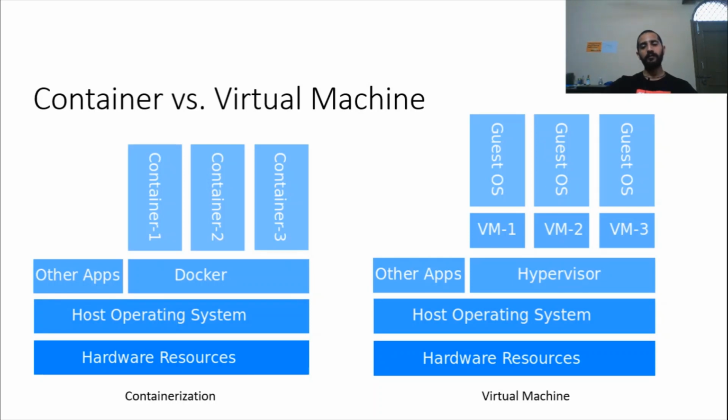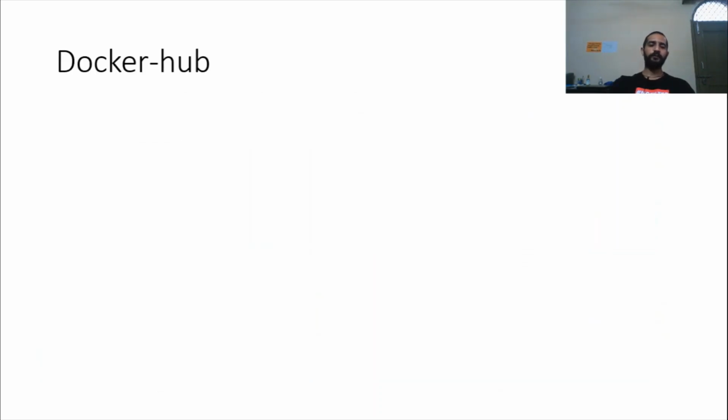When we come to the virtual machine, here we can see on the base we have hardware resources, and on them we have the host operating system installed. On that we have a hypervisor installed, and on the hypervisor we have made several virtual machines, and on those virtual machines we have a guest operating system installed, and on those guest operating systems we can further have different applications installed. So let us proceed further and see what Docker Hub is.